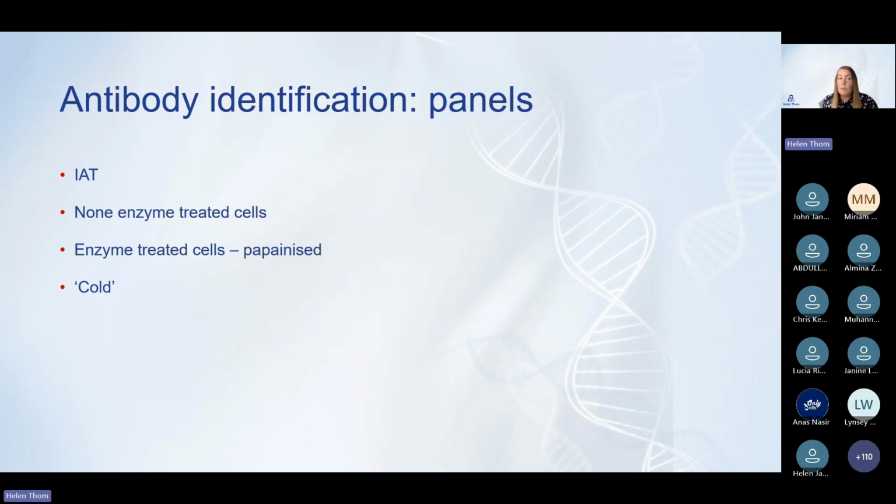So that's what we're looking at with panels. Like I said, we'll perform IAT on these. We can use non-enzyme treated cells, so that's your normal panel cells, and you can use your papainized cells. You could even do a cold panel if you wanted to as well.